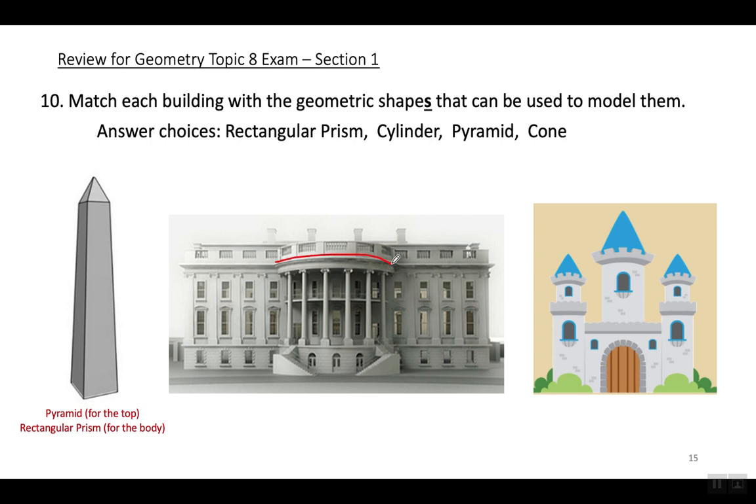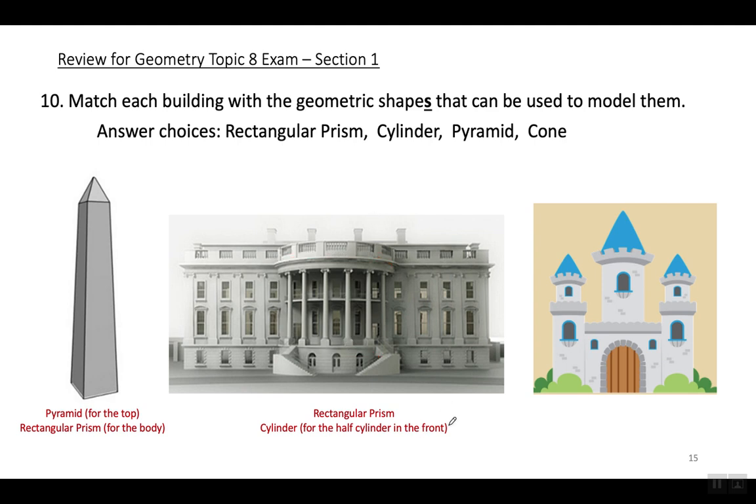Hold on. I'm sorry, I almost got confused there. Not half of a sphere. I misspoke. Half of a cylinder. I was temporarily confused. It's half of a cylinder. So the two geometric shapes that we could use to model this building would be a rectangular prism and a cylinder, for the half cylinder that's in the front.